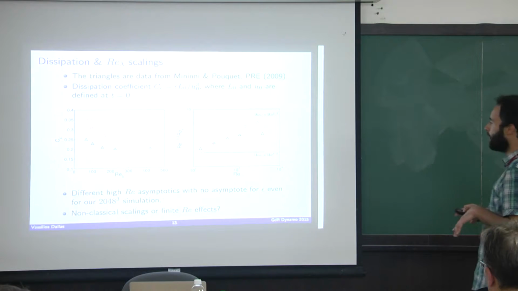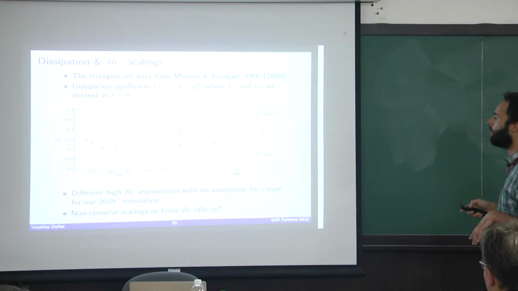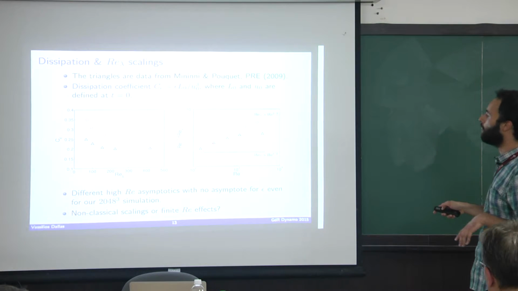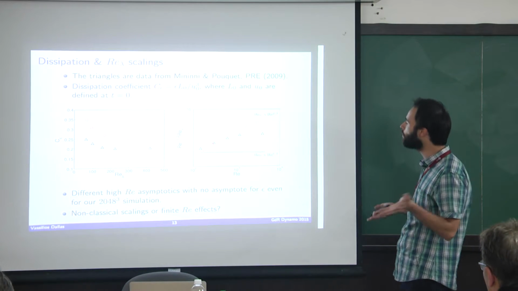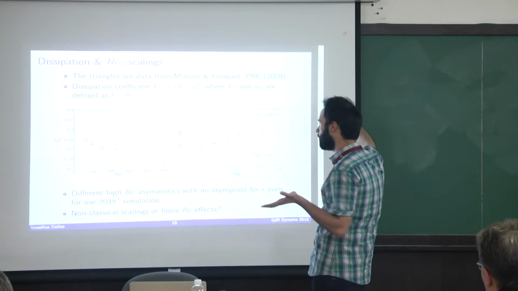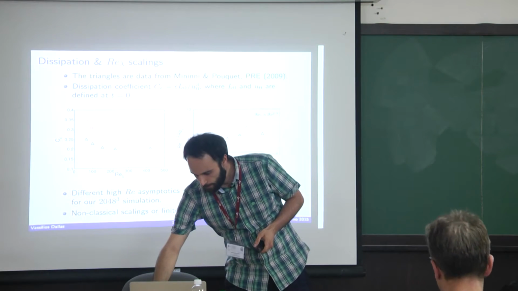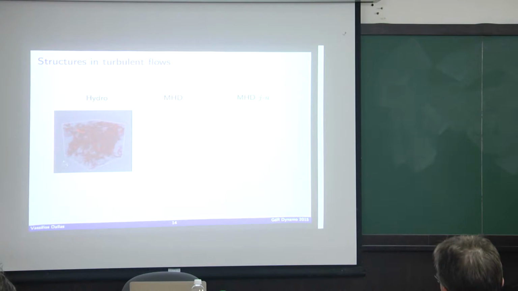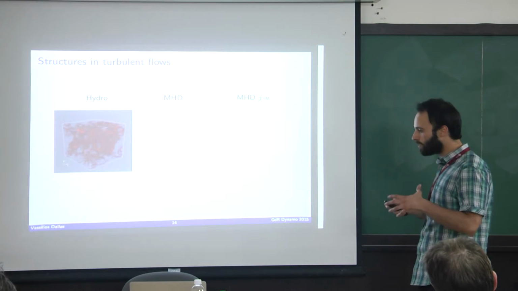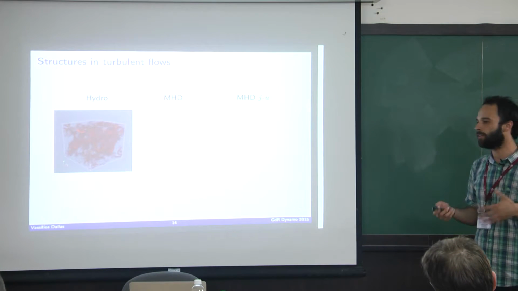Here, what I'm showing is basically I'm plotting the Kolmogorov scaling, which is RE lambda proportional to Reynolds number to the 1/2. And you can see that for high enough Reynolds number, the Menini and Pouquet data get to this scaling. However, our scaling seems to be a bit different. RE lambda seems to scale with Reynolds number to the 2/3. So do we have some non-classical scaling, or are we going to reach this regime if we go further in Reynolds number? Let's see.